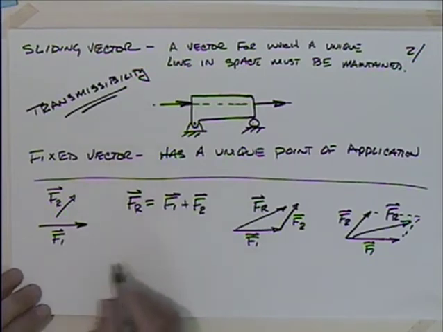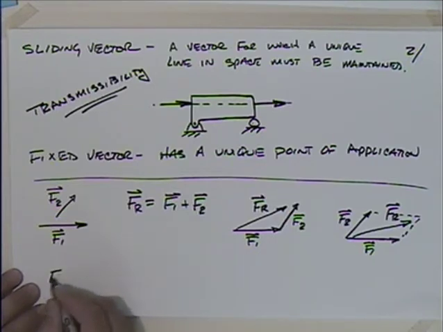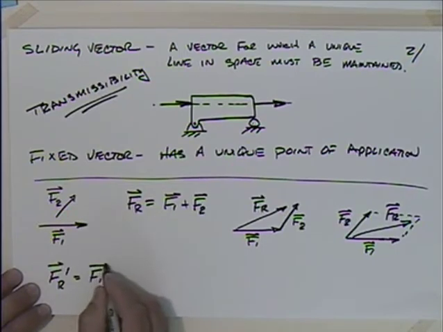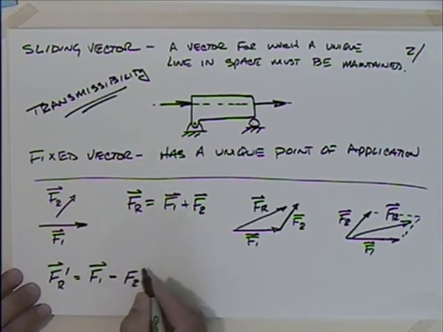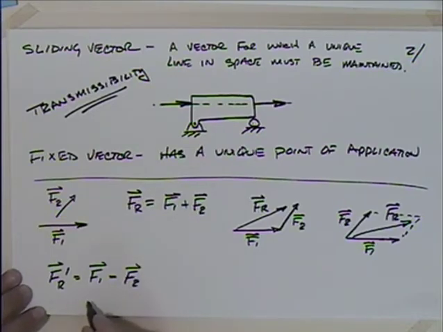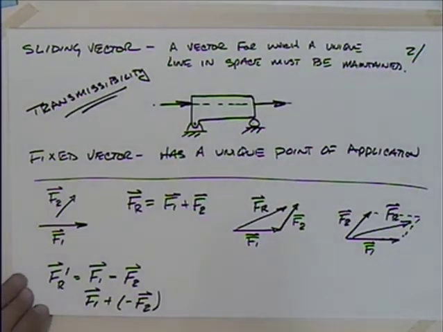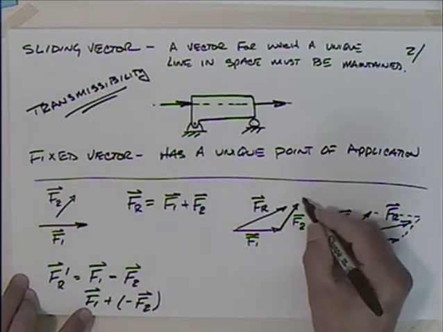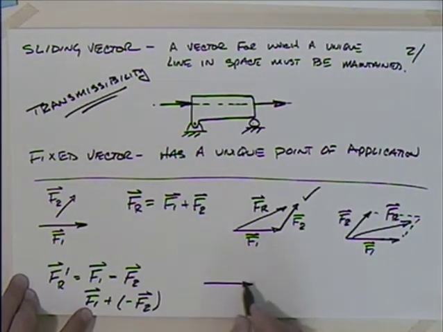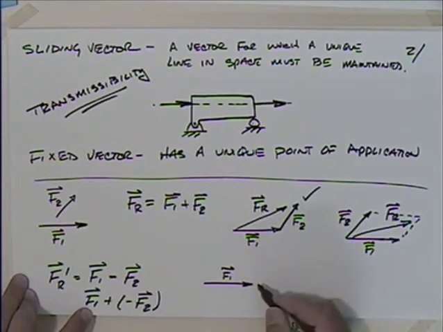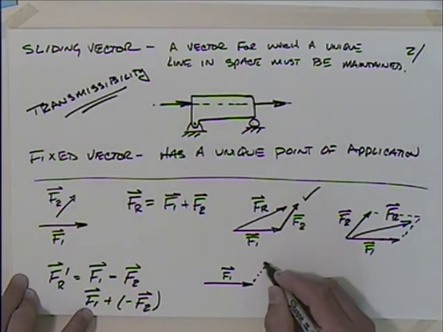If you wanted to subtract them, say F r prime is equal to F1 minus F2, what's that look like? Let me rearrange that mathematically a little bit and say that that would be F1 plus a minus F2. I should be able to do that. And what does that look like? If I take this, and maybe I'll use this one here, there is F1, and here we had F2, didn't we?